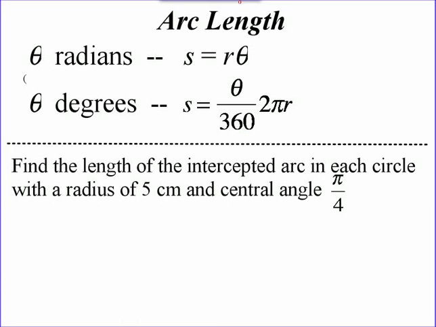Around the edge of the pizza. When I find the arc length, I might only be finding that distance on one piece, or two pieces, or three pieces. So instead of finding the entire crust of the pizza, I'm only going to find a fraction of it. We have two different formulas: one for when theta is in radians and one for when theta is in degrees. If you look at each of those formulas, they're noticeably different.